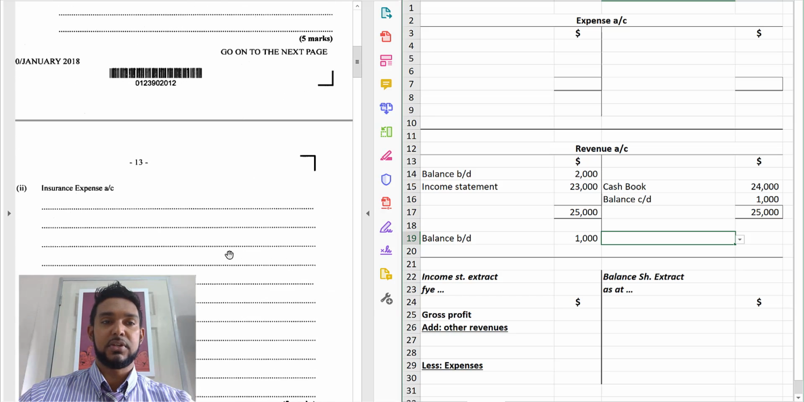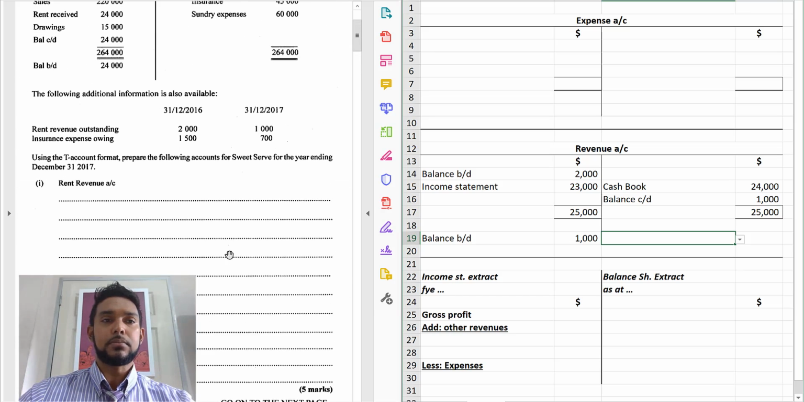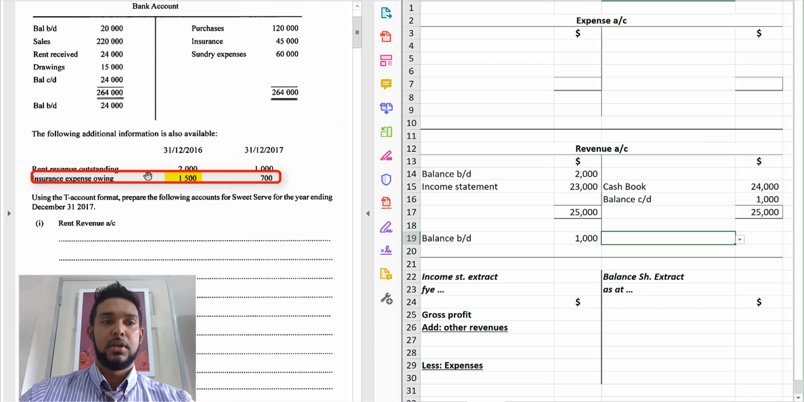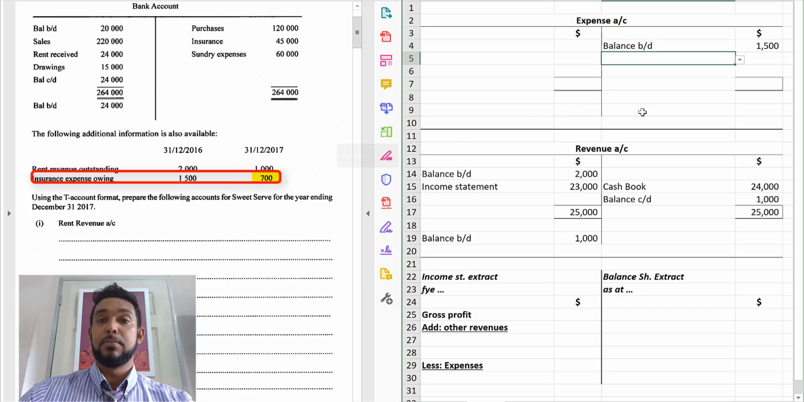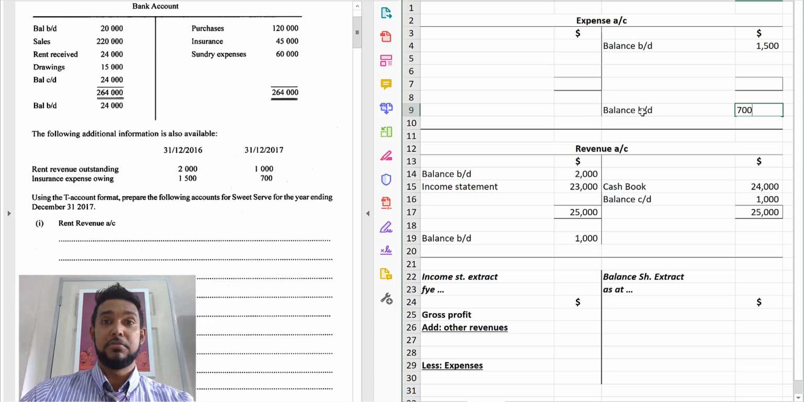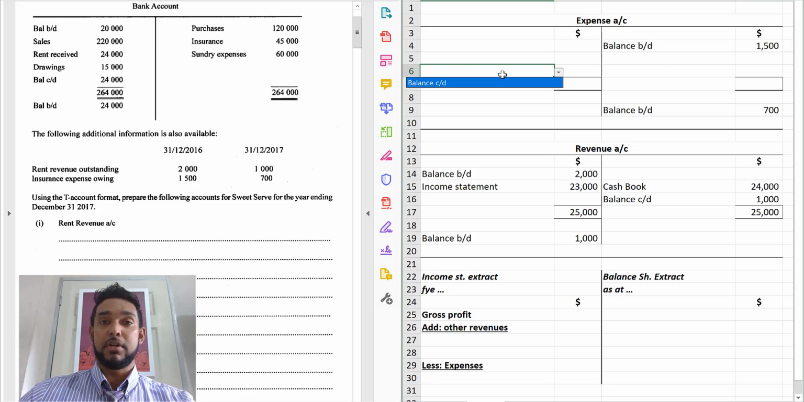The insurance expense account. Let's go back up here. Insurance expense owing. Any expenses owing or accrued expenses will be a current liability, which will have a balance brought down on the credit side. That's going to be 1,500. It's still owing at end, which means it's going to be brought down on the credit side again. 700. Watch your numbers. To be brought down on the credit side, you have to be carried down from the debit side.